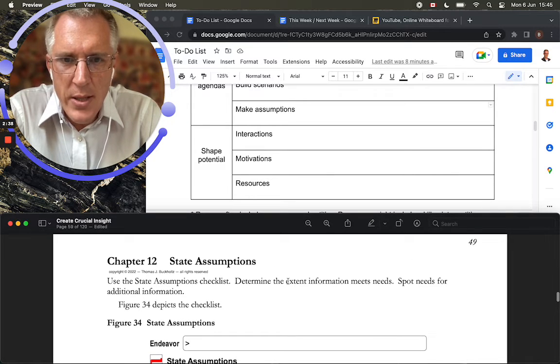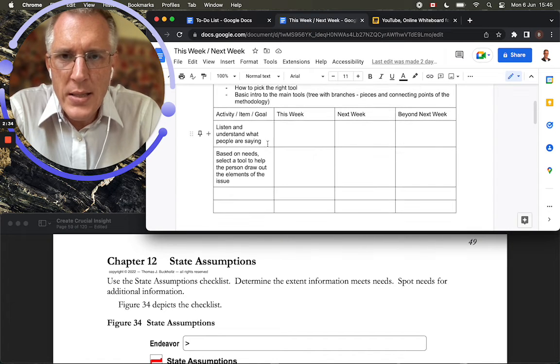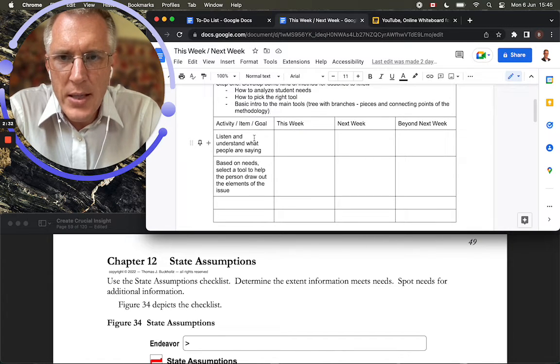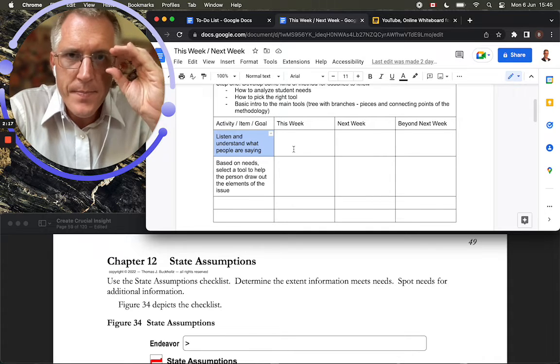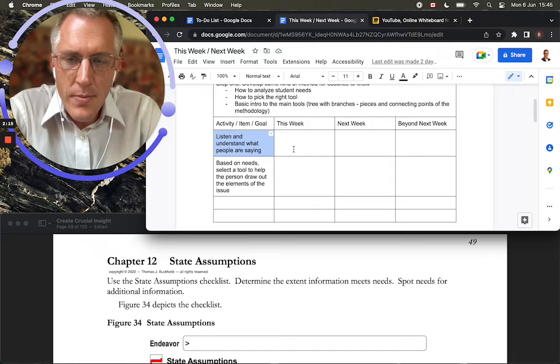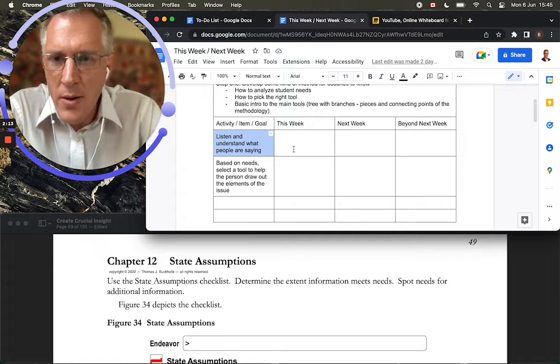We're trying to determine the extent to which information meets needs. So, he said, well, all right, so probably we need to listen and understand what people are saying. Okay, based on needs, select a tool to help the person draw out the elements of the issue. Okay, well, I can do that because I've been doing it for many, many years. But the question is, how does somebody else do that? What are the principles? How do they make this choice? What are they listening for?